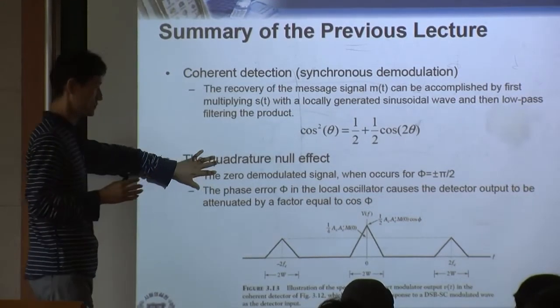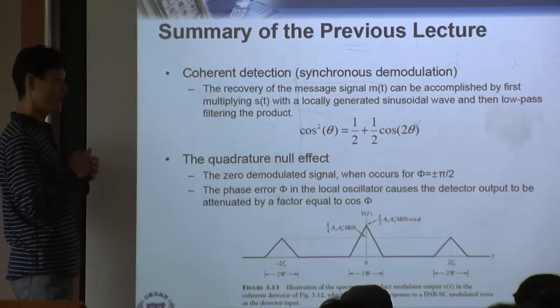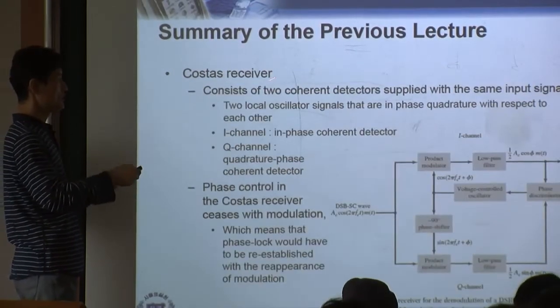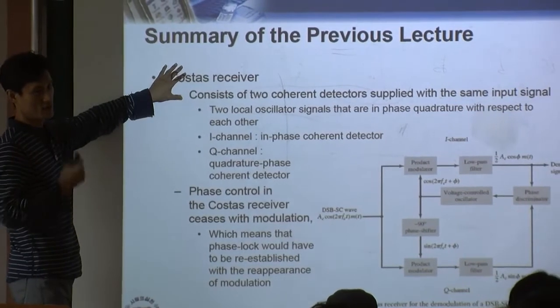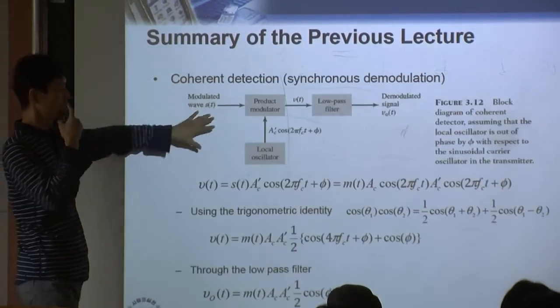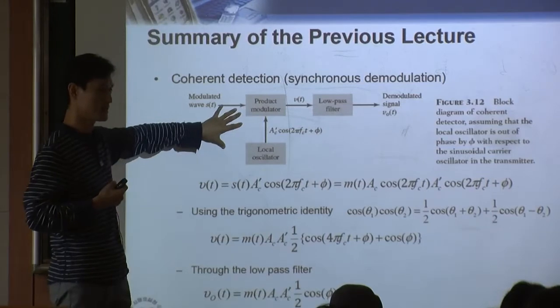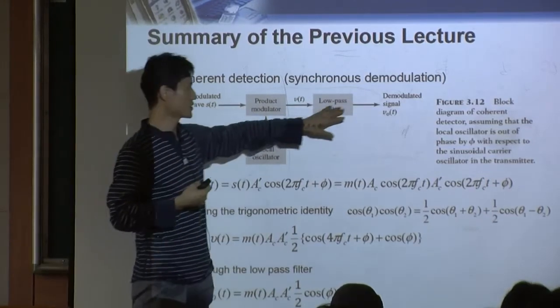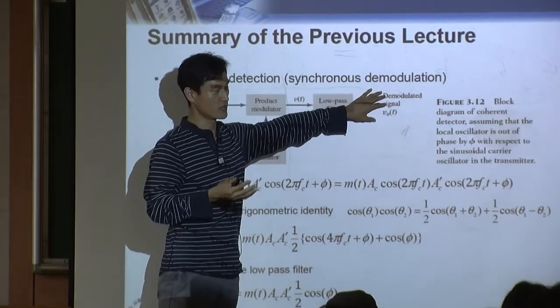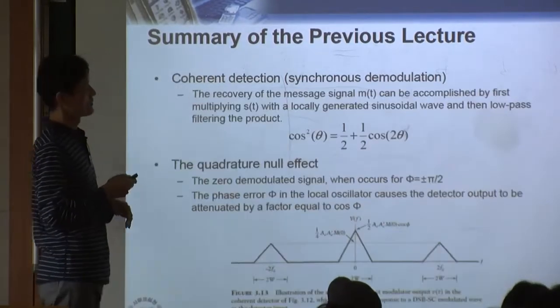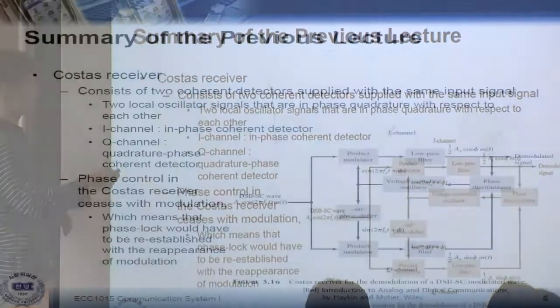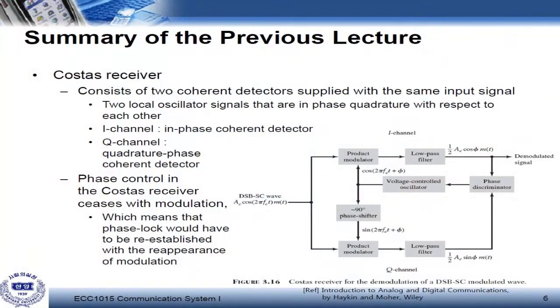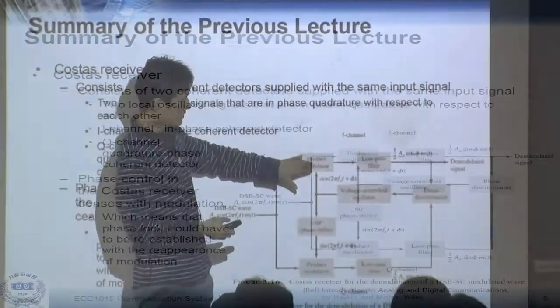That's very bad, so what we need to design is a Costas receiver. The previous coherent detector looks pretty simple, but it is not enough, because sometimes you will get 0 and you cannot do anything about it because that's random. So we have to design this Costas receiver, and here is a block diagram of the Costas receiver.